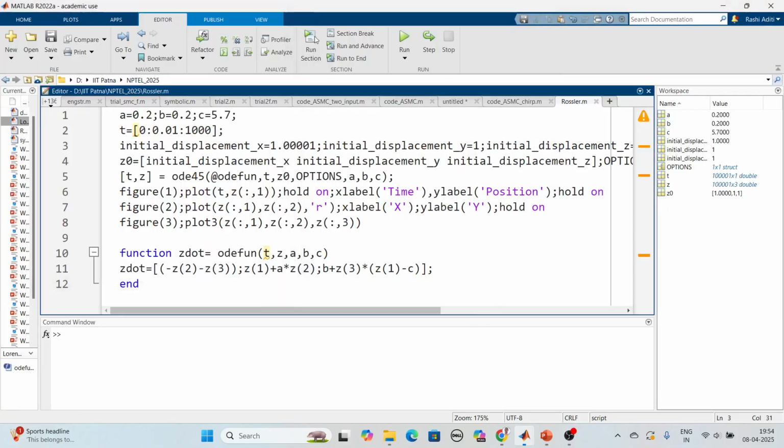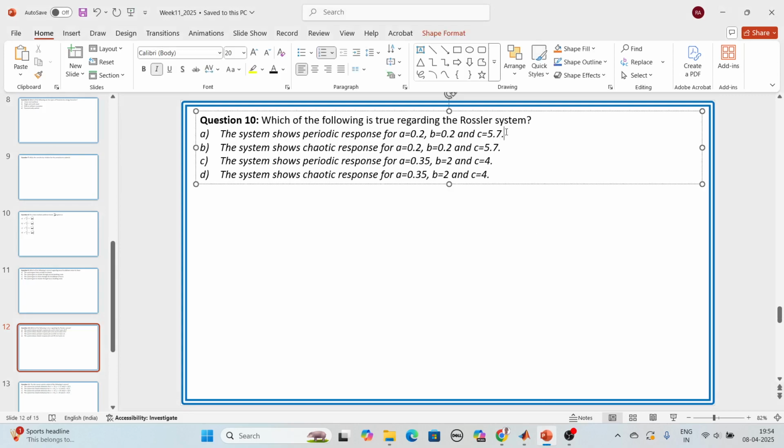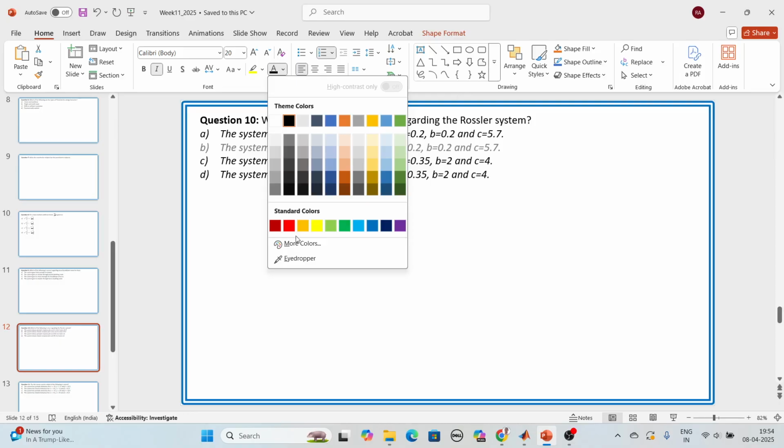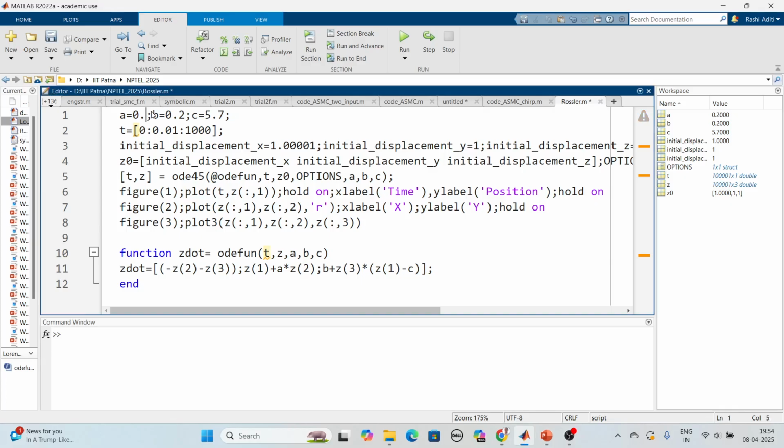So coming back to the PPT, for this set of parameters, option B is the correct answer. Now we look at the second set of parameter values: 0.35, 2, and 4. We'll run the code.